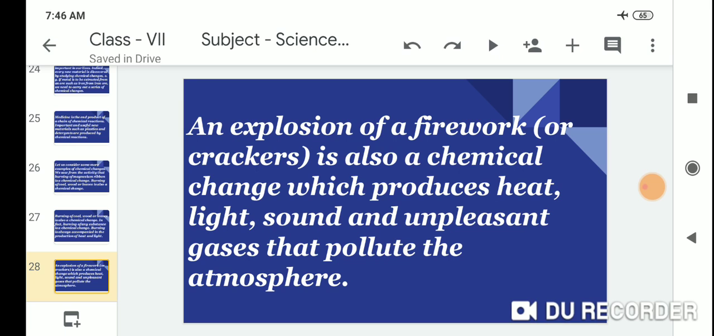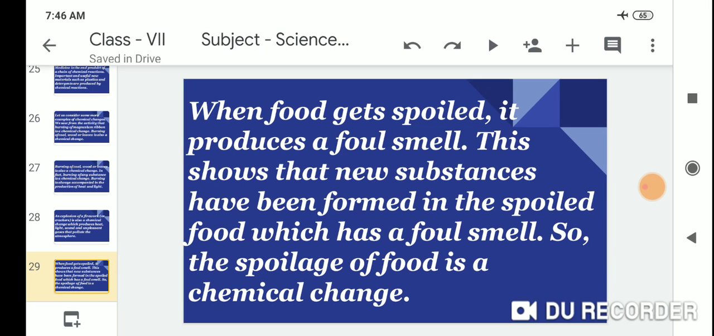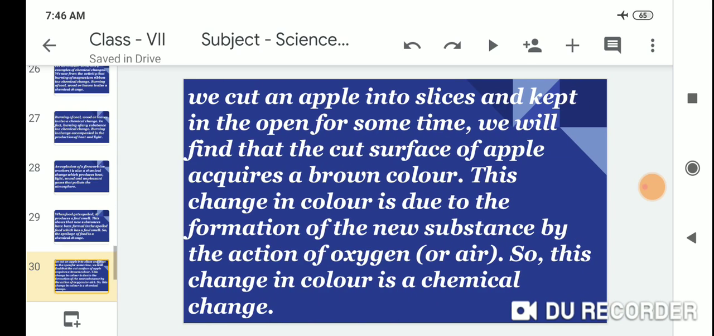When food gets spoiled, it produces a foul smell. This shows that new substances have been formed in the spoiled food, which has a foul smell. So the spoilage of food is a chemical change.